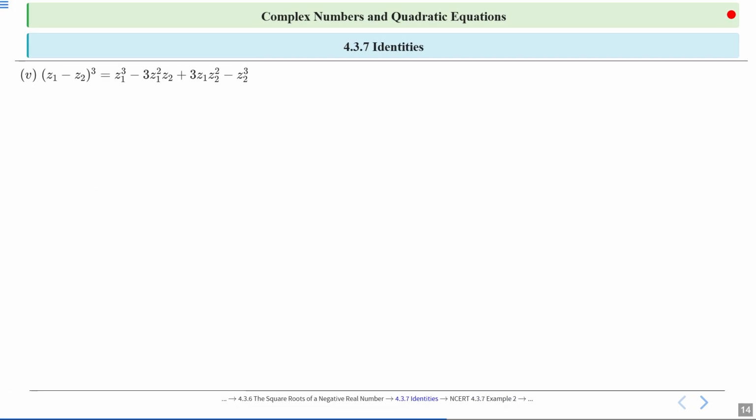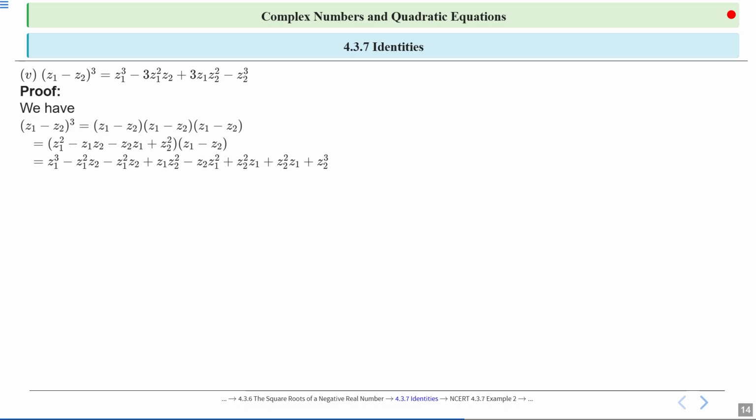And now let's look at property 5, that is (z1 - z2)³ = z1³ - 3z1²·z2 + 3z1·z2² - z2³. Let's move on to the proof of this identity. So we have (z1 - z2)³, and here we break this down as (z1 - z2)(z1 - z2)(z1 - z2). This is equal to (z1² - z1·z2 - z2·z1 + z2²)(z1 - z2).